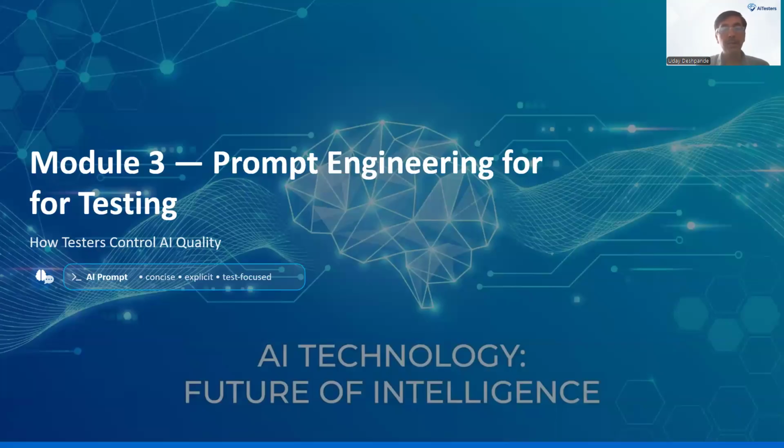On this slide, you can see three words: concise, explicit, and test focused. These are the three qualities that separate a prompt that produces something useful from one that produces something generic. And throughout this module, every technique we cover comes back to these three ideas.